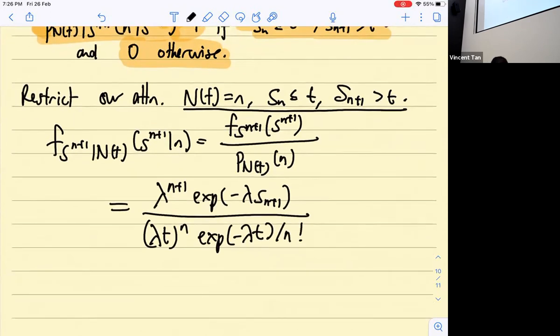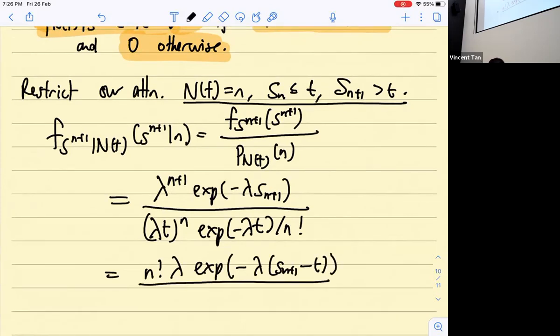So after you clear fractions a little, you will get n factorial lambda. Where does the lambda come from? Oh, it comes from here. All right, e to the minus lambda (S_{n+1} minus t) divided by t factorial, t to the power n. So from here to here is algebra.